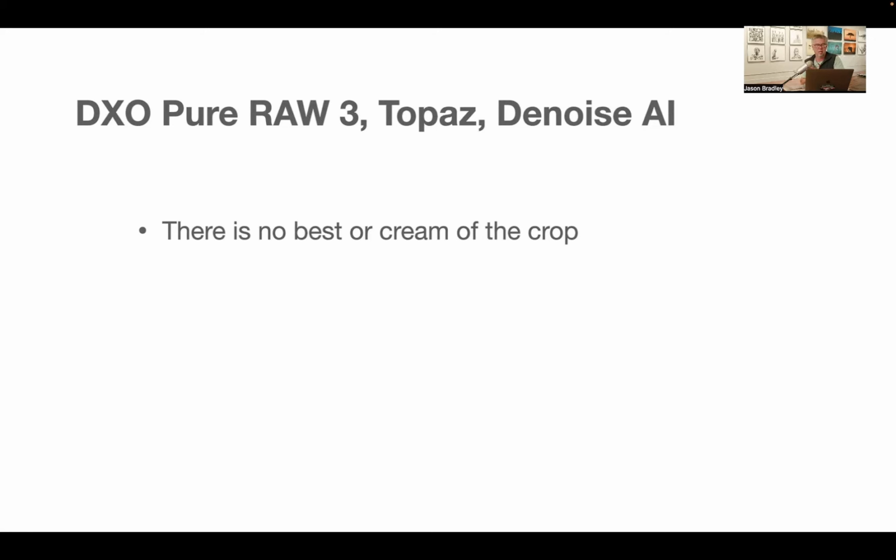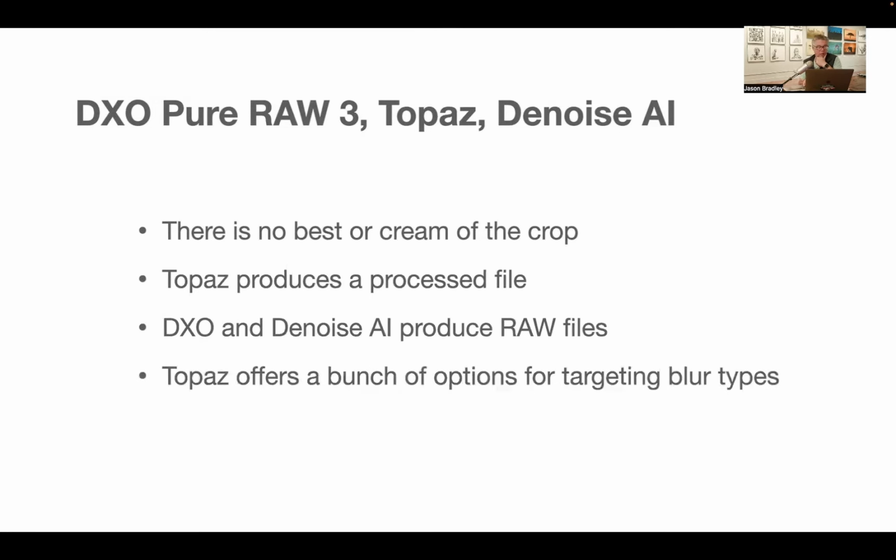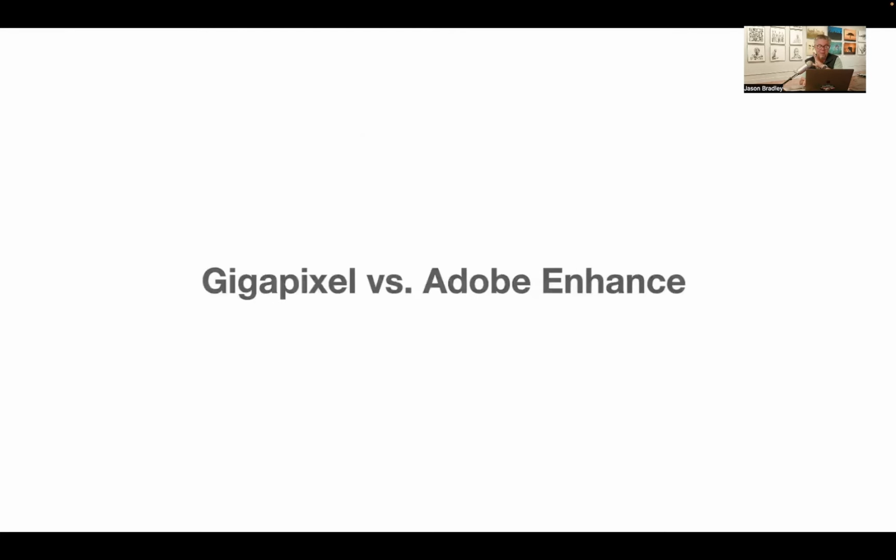The downside to Topaz, as I also said before, is that it doesn't generate a raw file. It is processed. So there's a lot to be said about staying in the raw environment as long as you can, because we've all heard before what the benefits are of sticking within that raw converter in Lightroom. The goal, of course, to maintain quality of file before printing is to stay raw before processing. Okay, well, I'm saying it here. DxO and Denoise AI produce raw files. Topaz offers a bunch of options targeting blurred types. I've already said it all. I'm getting ahead of myself.